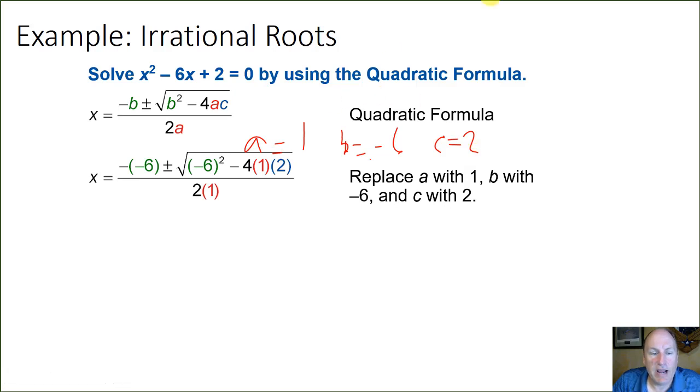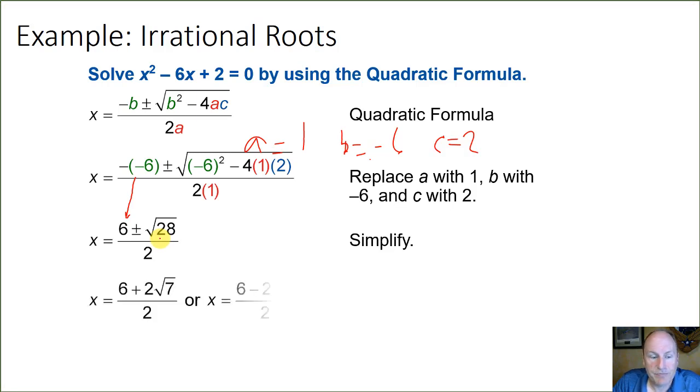So we get the negative of b, which is negative 6, plus or minus the square root of b squared, negative 6 squared, minus 4 times 1 times 2, all over 2 times 1. When we simplify that, we get the negative of negative 6, which is positive 6. Our negative 6 squared is 36, minus 4 times 1 times 2, minus 8, becomes positive 28, all over 2. We're going to simplify that. But because the square root of 28 is not a perfect square, this is going to wind up being a couple of irrational numbers here.